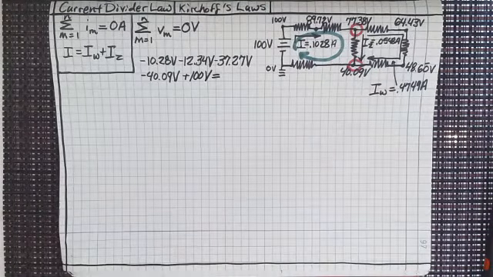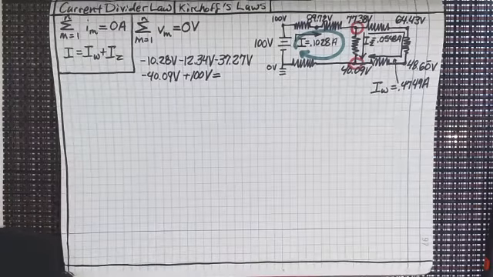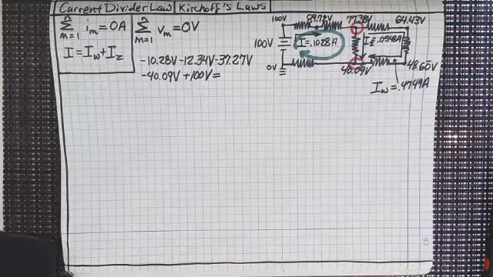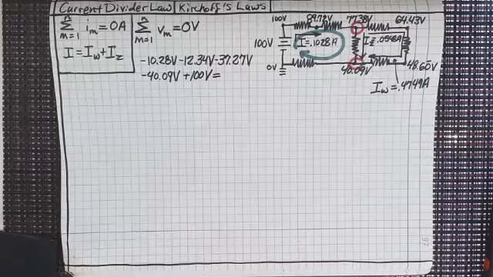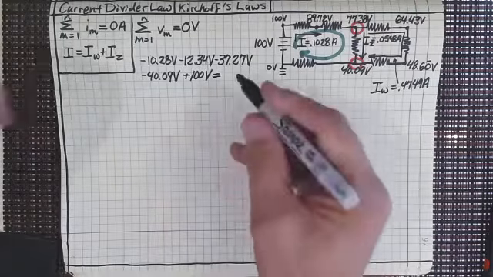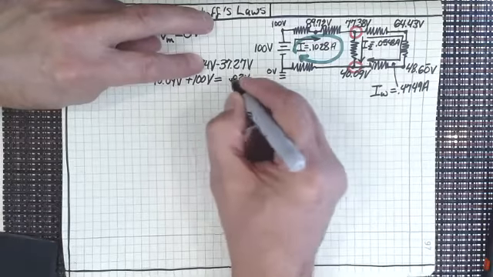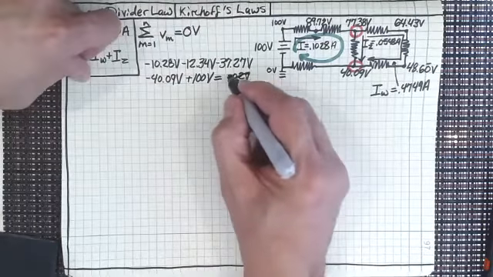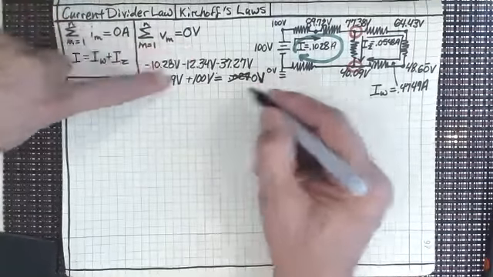So let's see if we come up to 0 volts like we assumed that it was going to be. Right? So I've got 10.28 plus 12.34 plus 37.27 plus 40.09. And that gives me 99.98. So in actuality, I've got 0.02 volts, and that is going to equal 0 volts. And of course, that's just calculator error that we've carried through there.